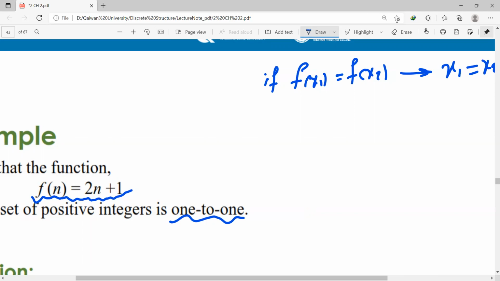We say let f of n1 equal f of n2. We must show that n1 equals n2. Okay, we must show that n1 equals n2.